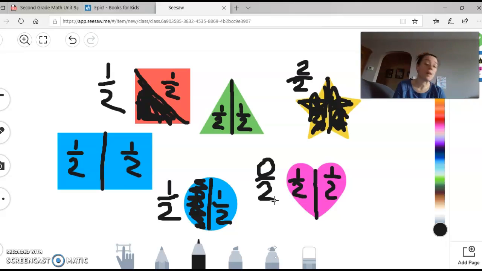Good. So then the bottom part of your worksheet, you're going to cut your shapes out and you're going to sort them into the right spot. They're either going to go into one half or they're going to go into one whole. So you can sort them and you can glue them down.